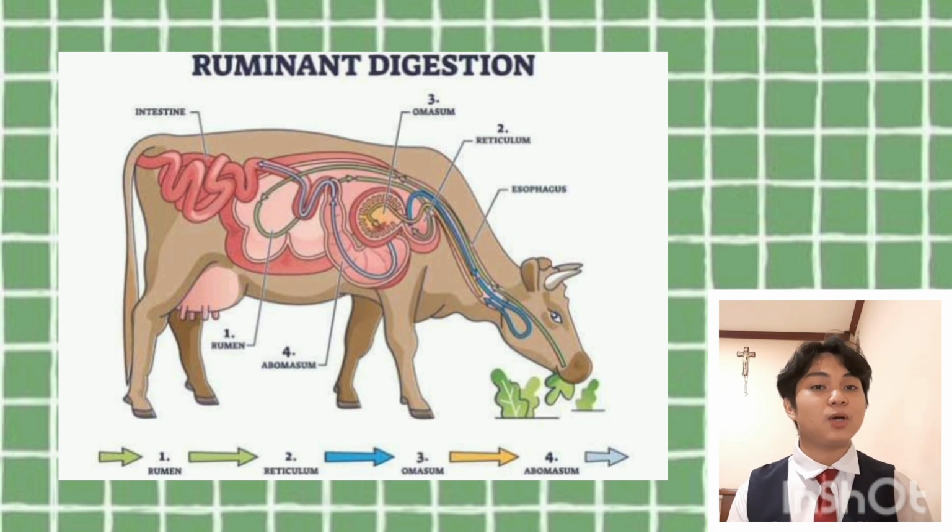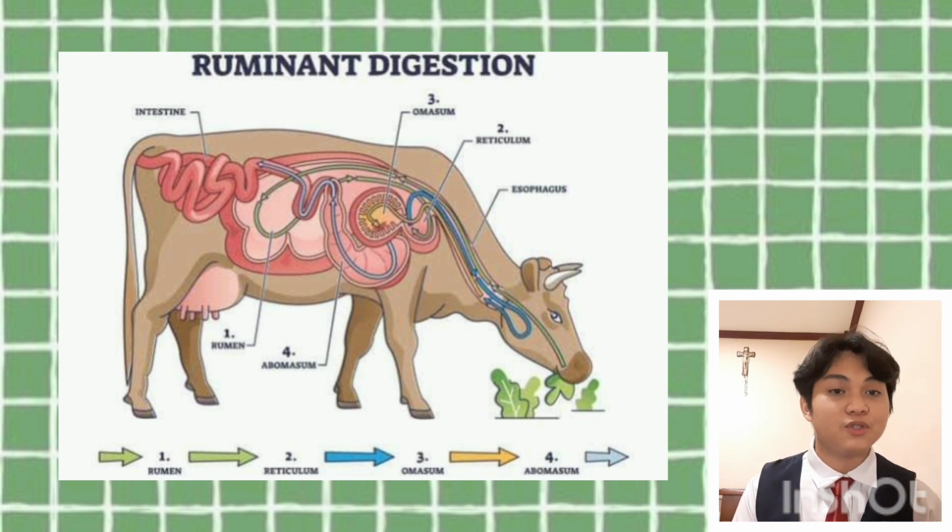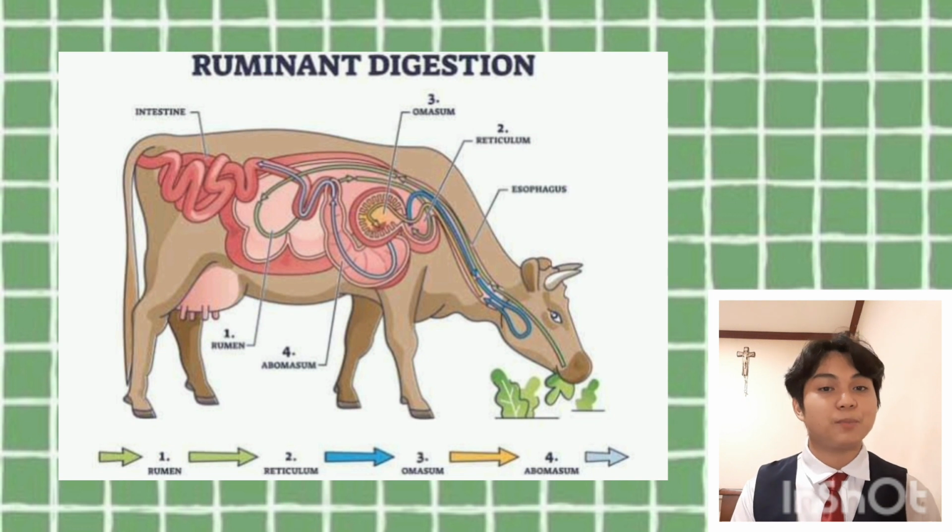Absorption. Absorption is a complex process in which nutrients are harvested from digested food. Absorption can occur through 5 mechanisms. 1. Active transport. 2. Passive diffusion. 3. Facilitated diffusion. 4. Co-transport or secondary active transport. And 5. Endocytosis.